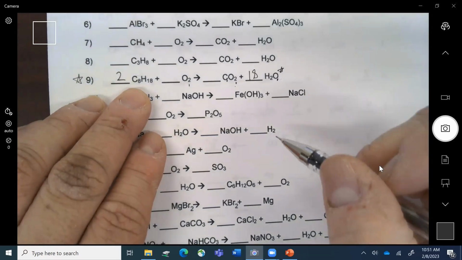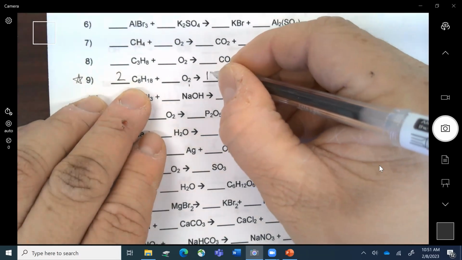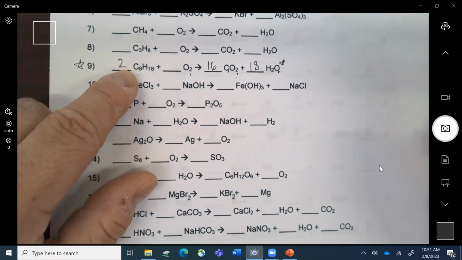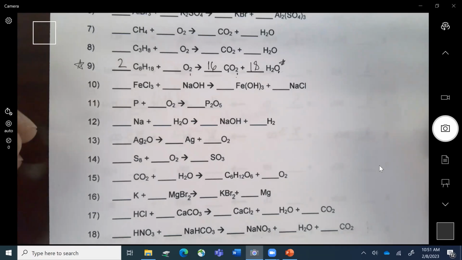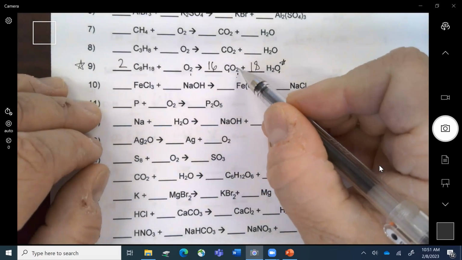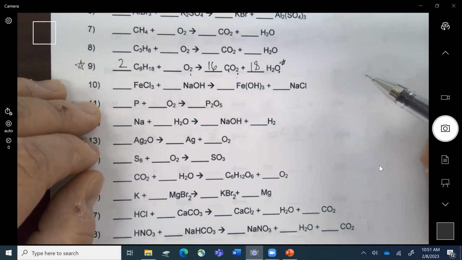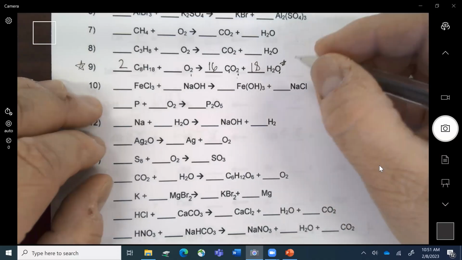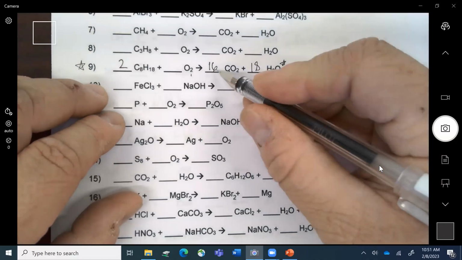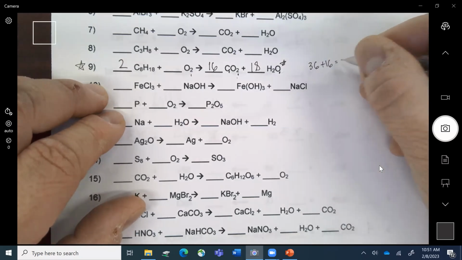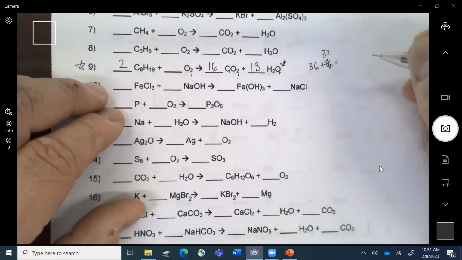Now, how many carbons do I need? I need 16, because I have 16. Does everyone agree with that? 16, 16. Well, that makes this 32, correct? And I think this is going to work out the way I was showing you earlier. Okay, so I have 36 on the water, and I have 16 here. Plus 16 is going to give me 52. No, that's 32. Stupid. Hold on. 32.